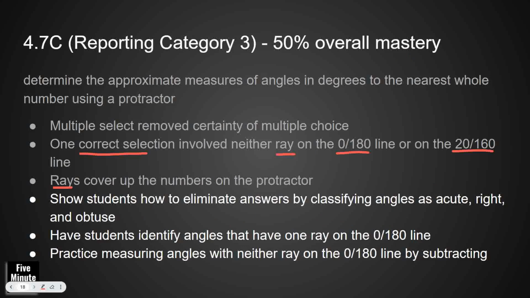And then practice measuring angles with neither ray on the 0 or 180 line by subtracting. That's just the trick on this one, right? You have to subtract 2 different numbers in order to find the measure of the angle if neither ray is on the 180 line.